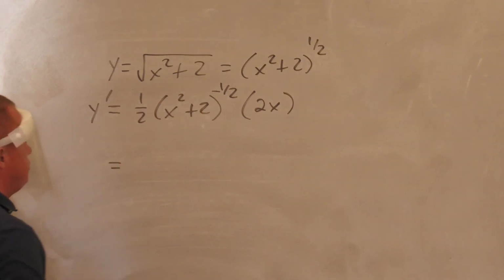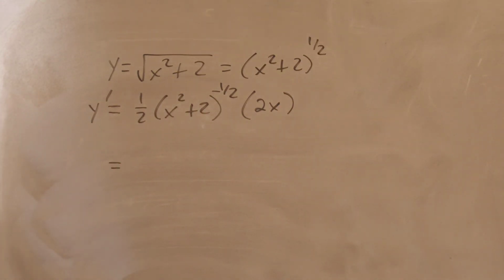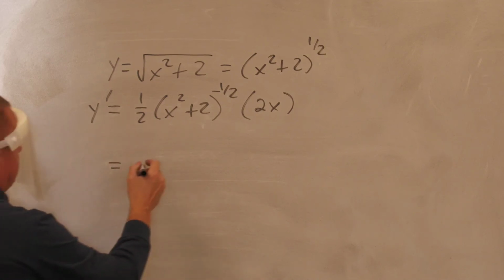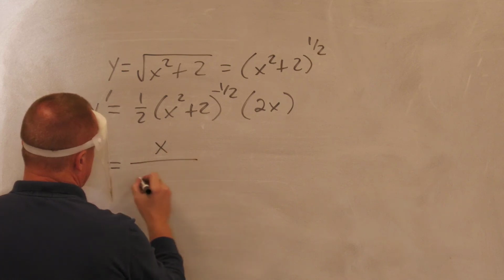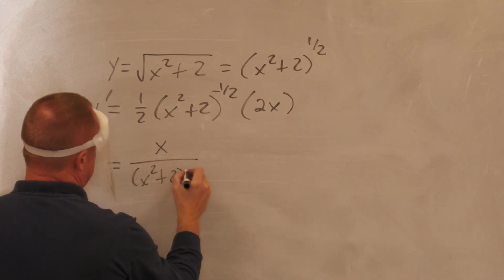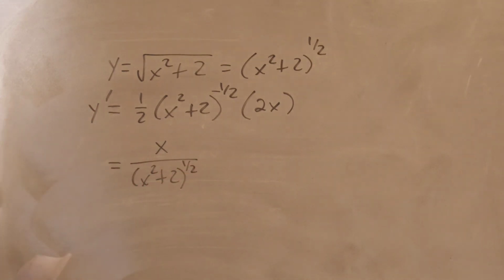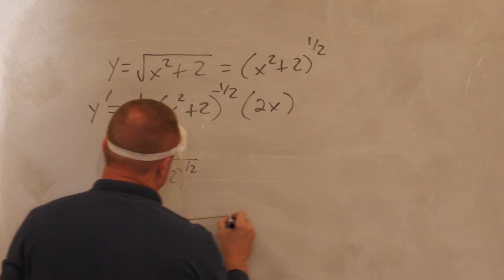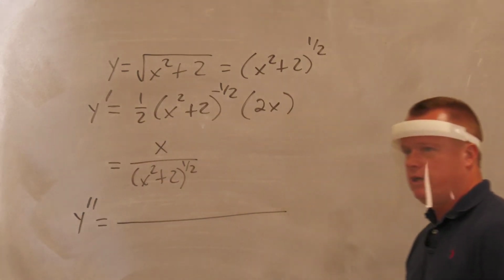The derivative of x squared plus 2 would be 2x. All right, so that first derivative, we can reduce a bit. The 2's will cancel, so you would really just have x over x squared plus 2 to the 1/2 power. Okay, any questions up to that point? Second derivative, find the derivative of that one. We've got a quotient, so follow the quotient rule.